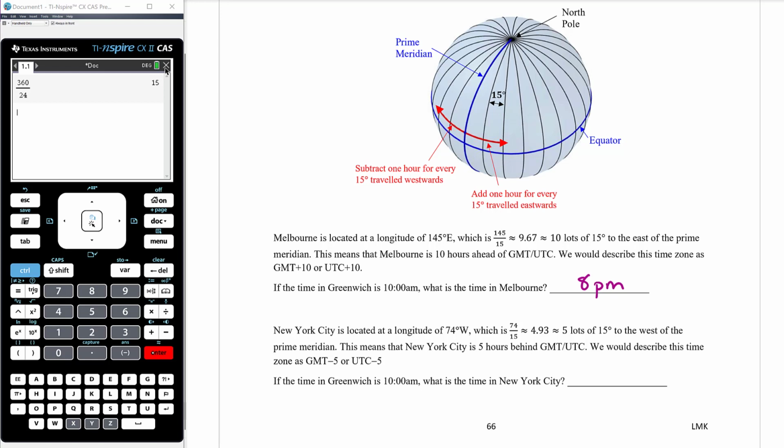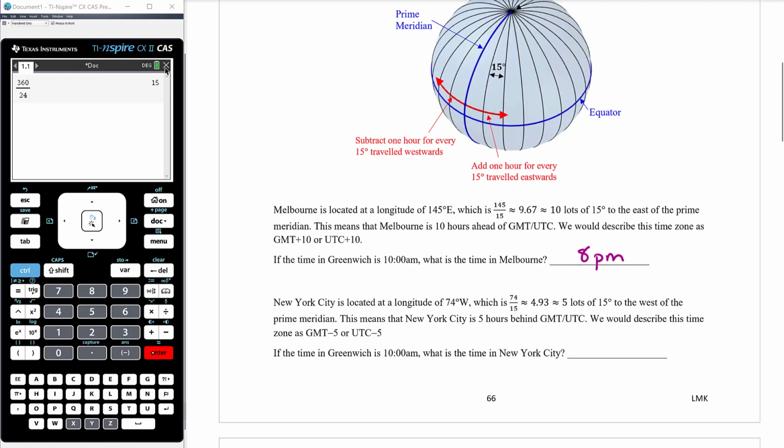And so that means that New York is approximately, well, the time zones aren't approximate, we round to the nearest whole number and then that's the time zone. So New York City is 5 hours behind GMT or UTC. We would describe that time zone as GMT -5 or UTC -5.